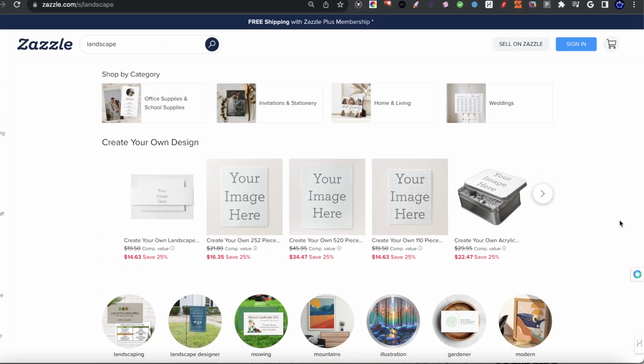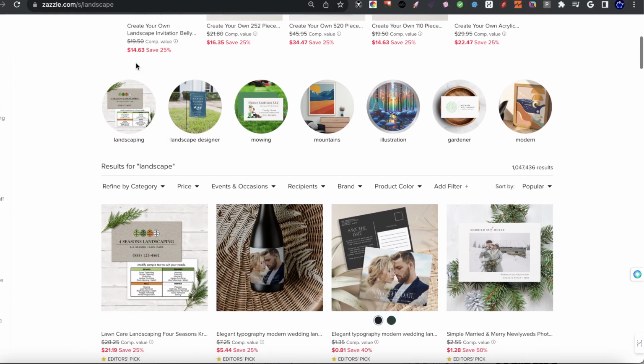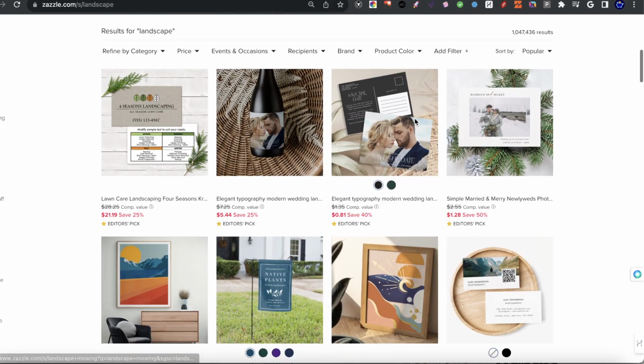I used to complicate things so much. And the first lesson of Zazzle is creating designs that are customizable. Now, this is not a rule, and this is definitely not a requirement. But I wanted to drive a point home, and I want you guys to look at this. So I searched here for a keyword that says landscape in Zazzle. And if you look, there's a lot of these different designs.